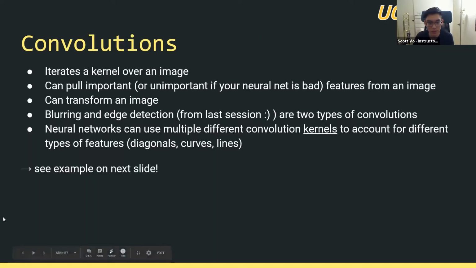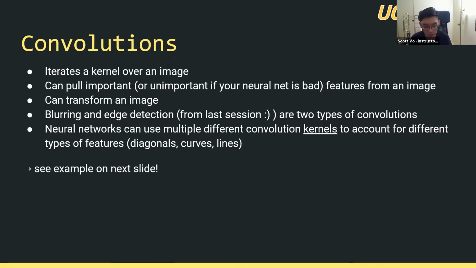So moving on to convolutions. We talked about this a little bit in the last session with computer vision, although we didn't talk about the name. It's quite similar to our blurring and edge detection from last session. When we think about edge detection, we take a kernel and go across the entire image multiple times to find if our neighboring pixels are different from each other. And if they are, that's probably an edge.